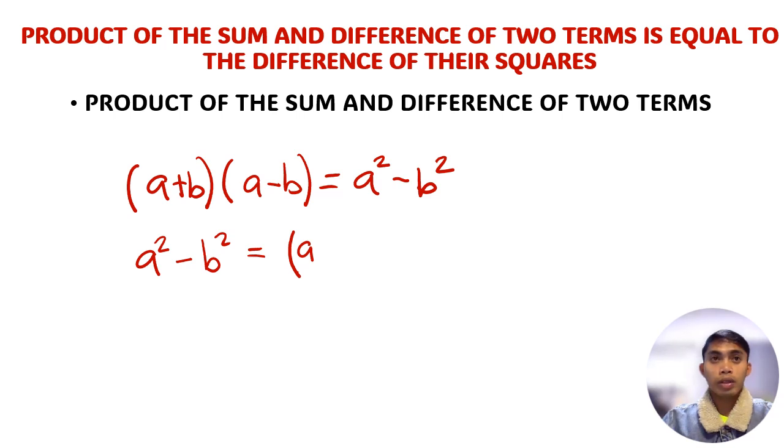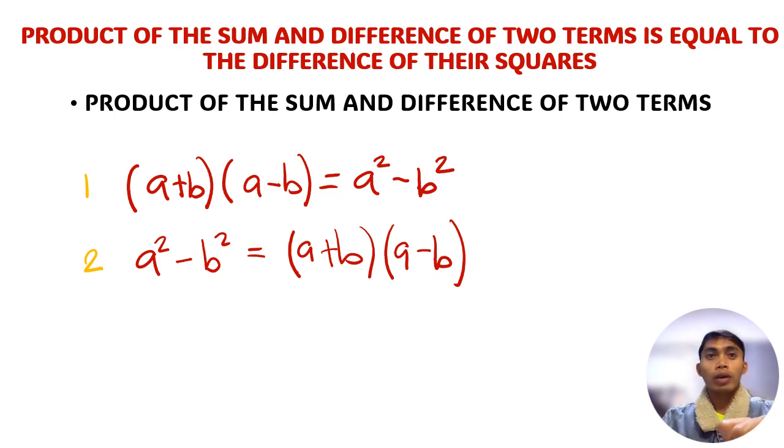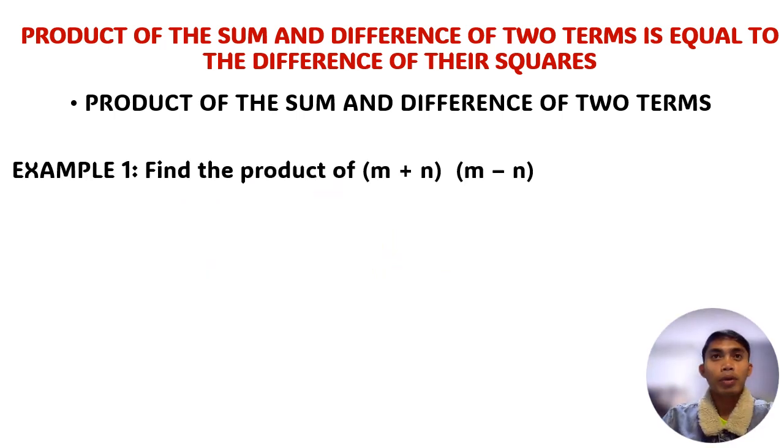So you need to remember this formula, class. A plus b times a minus b. Remember this formula, number 1 and number 2. That's what we call they are equal: the product of the sum and difference of two terms is equal to the difference of their squares. Okay, so let's have example number 1.